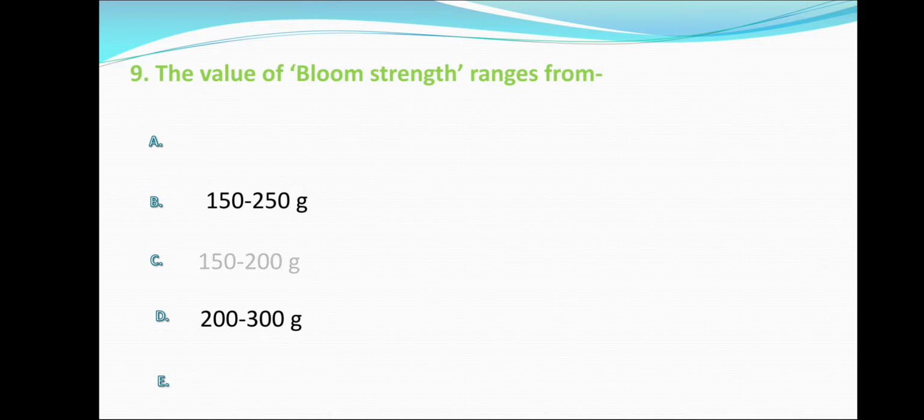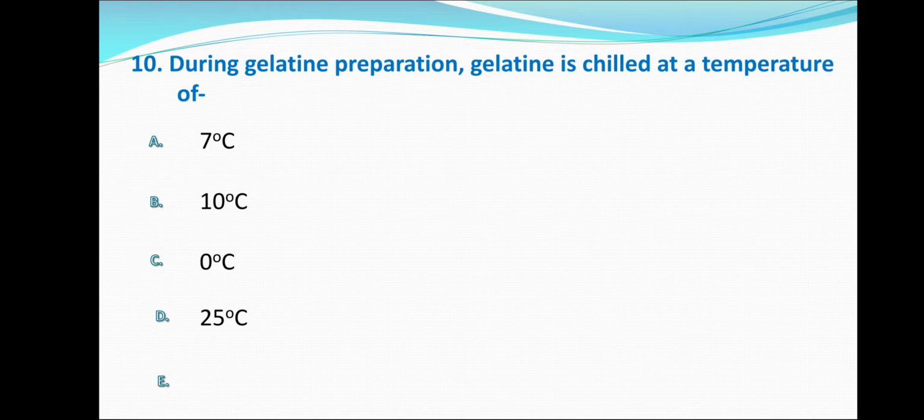Next question. During gelatin preparation, gelatin is chilled at a temperature of 7 degrees Celsius, 10 degrees Celsius, 0 degrees Celsius, 25 degrees Celsius. The correct answer is 7 degrees Celsius. That is option A.